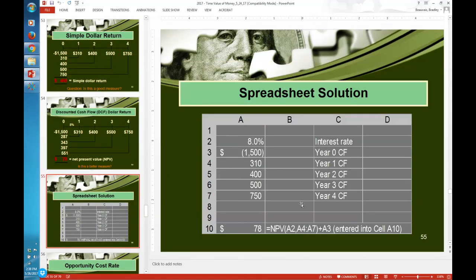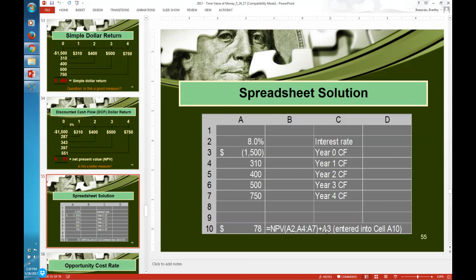Now, how do we do this in Excel? Well, that same calculation we arrived at over here, the 78. We have our series of cash flows lined up from A3 to A7, and we have our discount rate of 8%. So down here in cell A10, I do an equal NPV. I open my parentheses. My A2 is up here, that's 8%, comma, and notice I've just dragged A4 to A7. Close my parentheses, and then I add in A3. We add this in because this is already at present value terms.